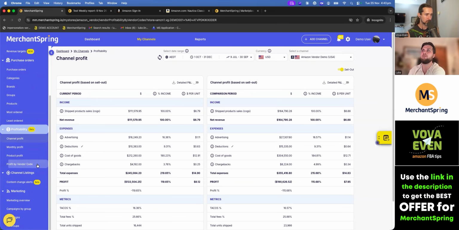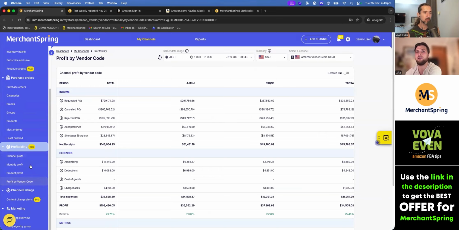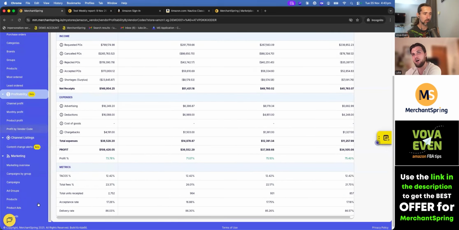We can look at profit by vendor code as well, something that is very, very sought after. And then things around content changes, alerts and also the marketing side of things, which is very similar to what we've already looked at. So a little bit different, but very similar in the same way. Obviously, a lot more focused on the Vendor Central side. We are one of the only players in the game who can do Vendor Central at a very, very good level. So that's something we hold our head up high on.